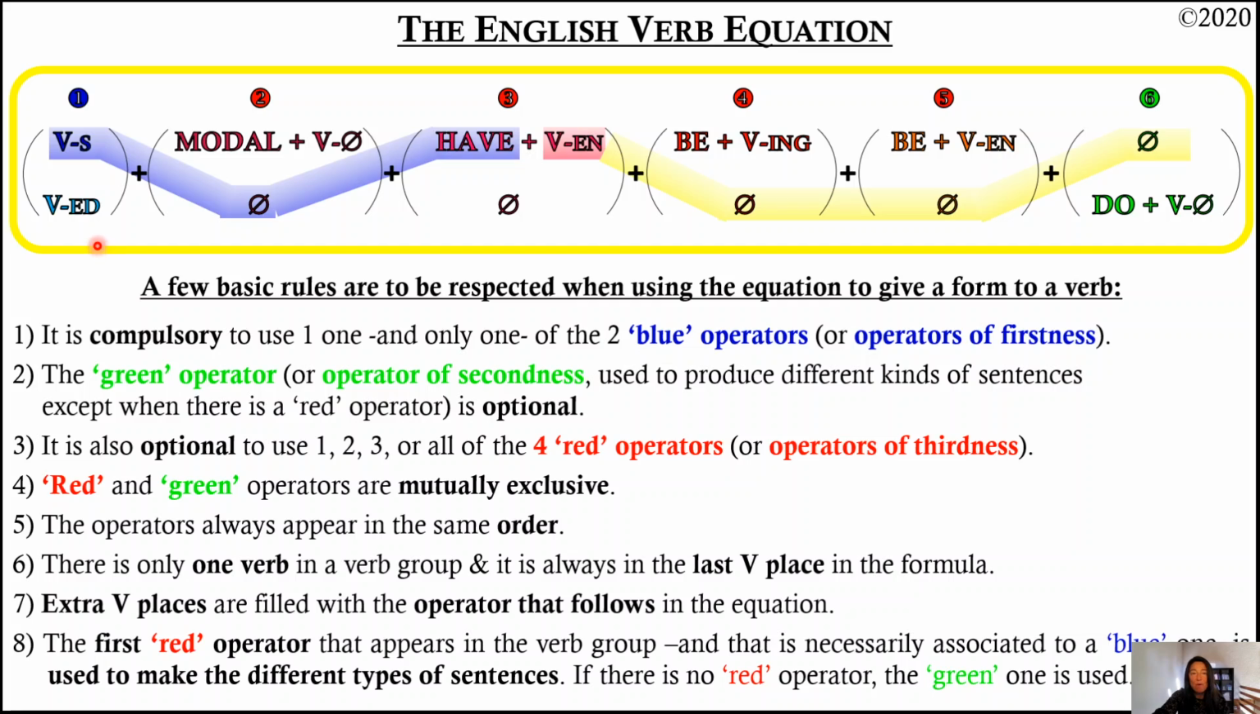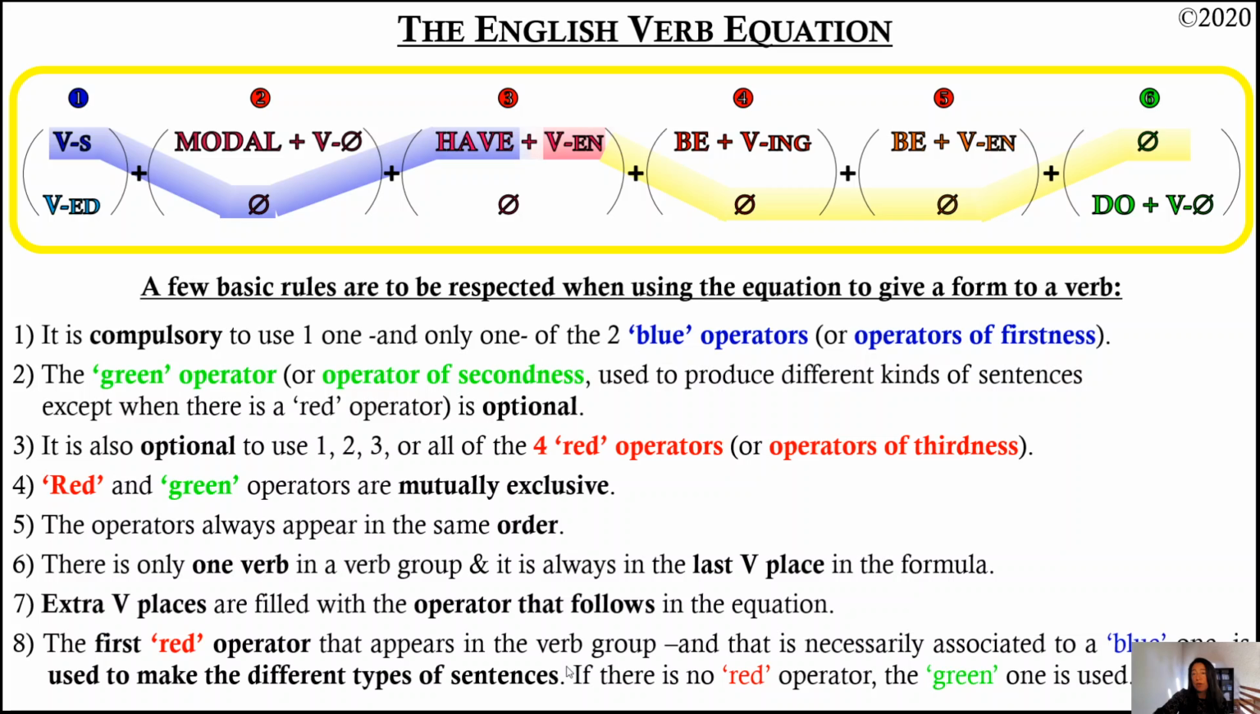So let's say I want to use the present tense, VS, and the perfect, have plus VEN. So in this case, I have 2 V places. I have one V place here, and I have another V place here. So I know that I want to create only one verb group, meaning there's only one verb in it, and it's going to be in the last V place here, and the other V place is going to be filled with the operator that follows in the equation.